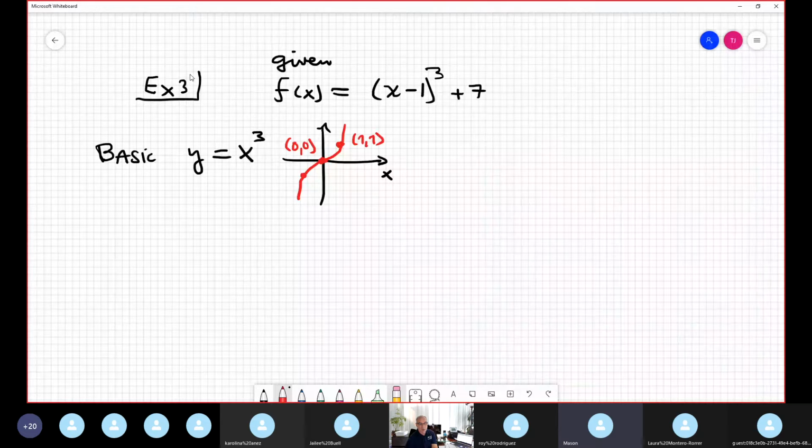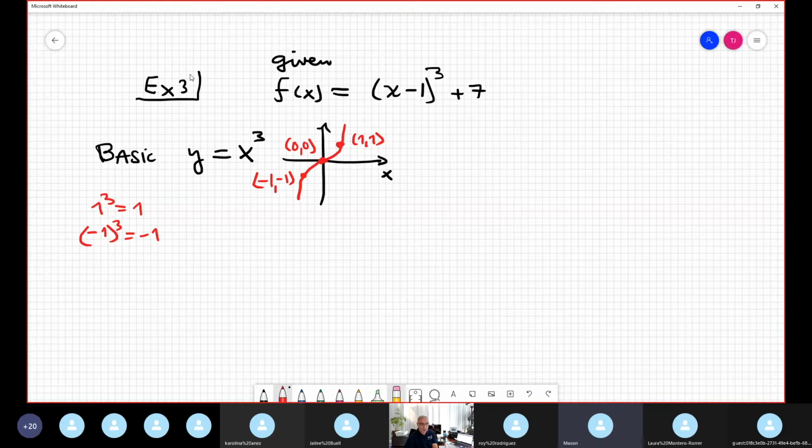1, because 1 cubed is 1. And negative 1, negative 1 is another point because negative 1 cubed is negative 1. This is the x value, this is the y value. Okay, this is to get one reference, but it's not necessary.